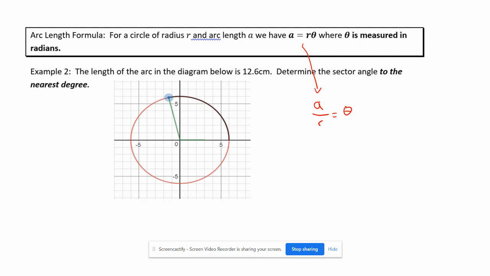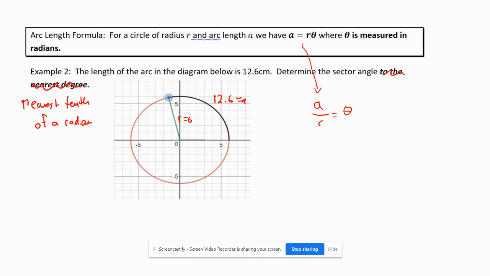So if you look at this question over here, the arc length in the diagram below is 12.6, and you want to find the angle to the nearest tenth of a radian. Okay, let's just type it out. The arc length in the diagram below is 12.6. So that means from here to here is 12.6. That is a. Look at the radius of the circle. Well, the radius is 6. That means r equals 6.